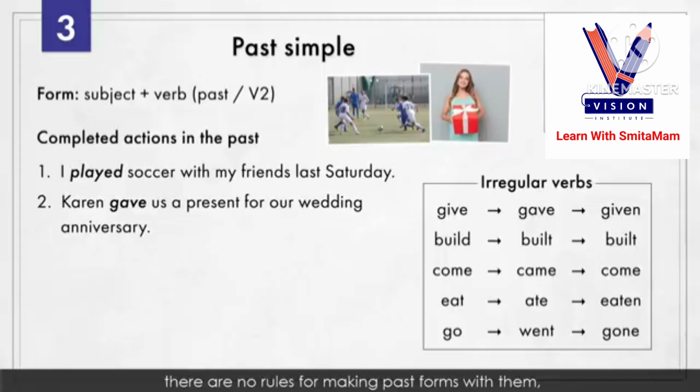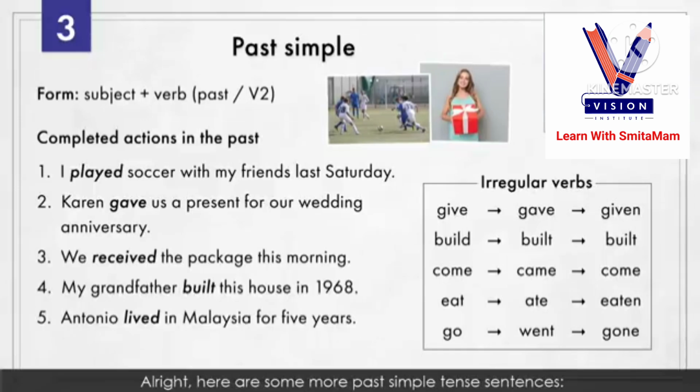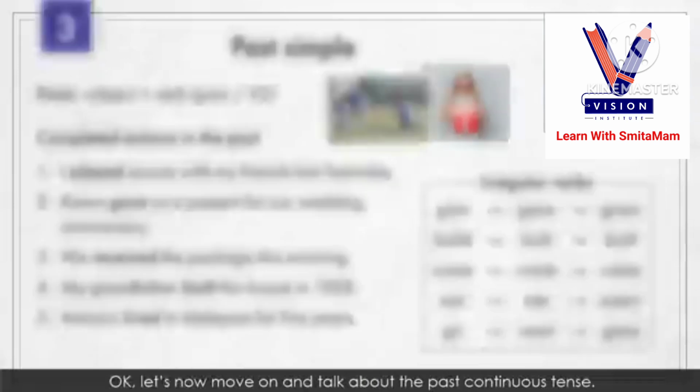There are no rules for making past forms with them, so you have to memorize the correct forms. You see some examples on the screen, but of course there are many more in English. Alright, here are some more past simple tense sentences. We received the package this morning. My grandfather built the house in 1968. Antonio lived in Malaysia for 5 years.